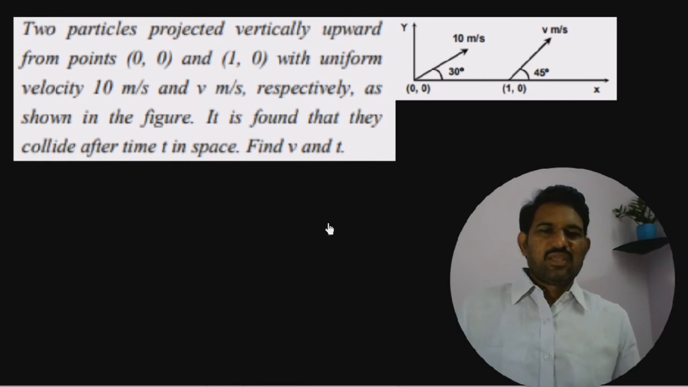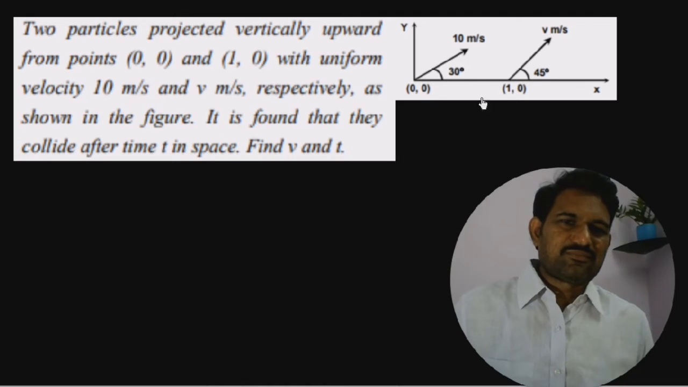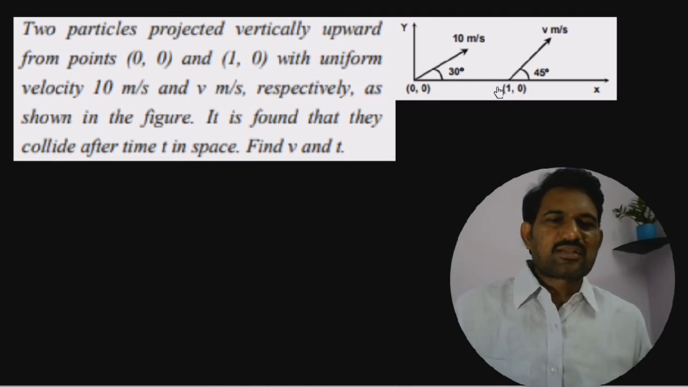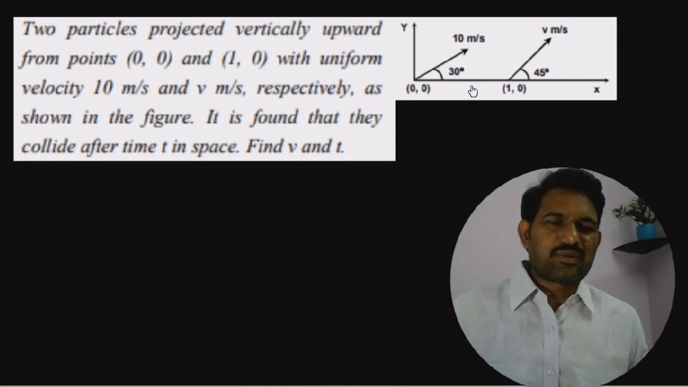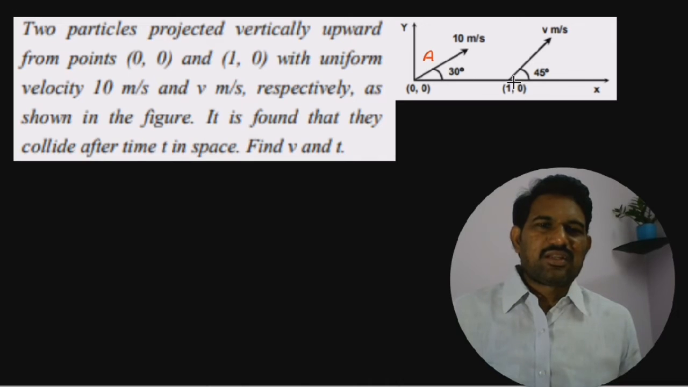Here it is given that the particles are colliding with each other, right? The particles colliding with each other means the velocity of one particle with respect to the other particle must be directed along the line joining those two particles. So let us write the velocity values here. Suppose I name this particle A and this particle B.